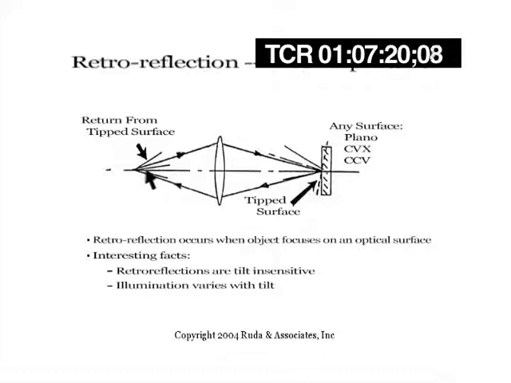And so one thing that we will observe is that we have a point source over here that's imaged by retroreflection back on itself. And as we tip the surface, nothing will happen. As we tip it more, the image will start to dim. And as we tip it more still, there will be no light coming back at all.